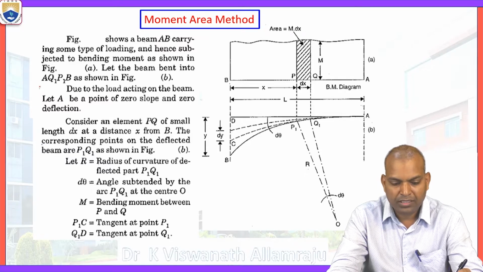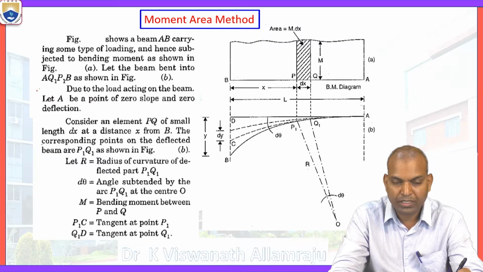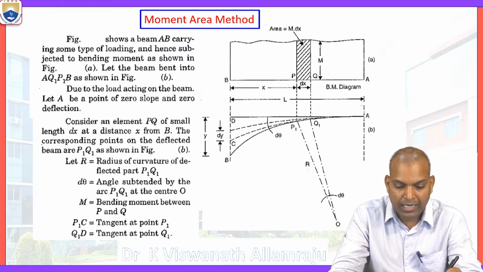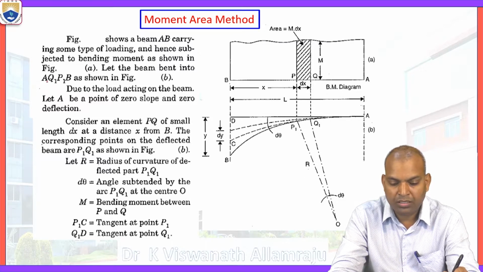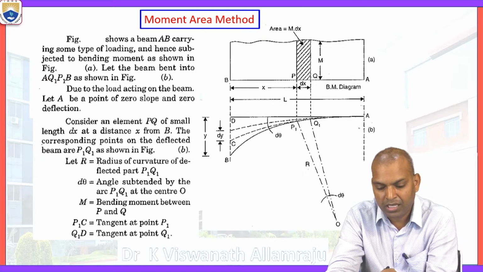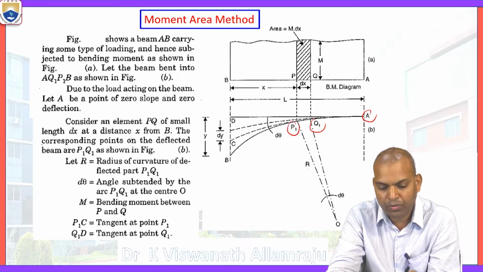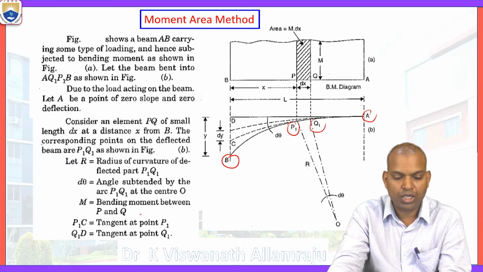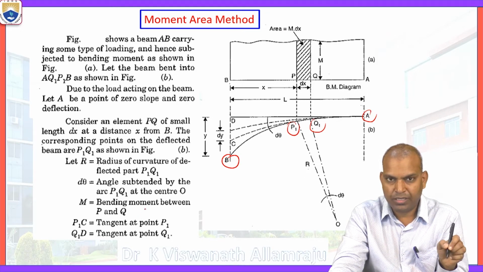Now here in figure A, the beam is subjected to a bending moment. How is the beam bent? It goes from A to Q1, P1, and B. The beam is bent in that shape.